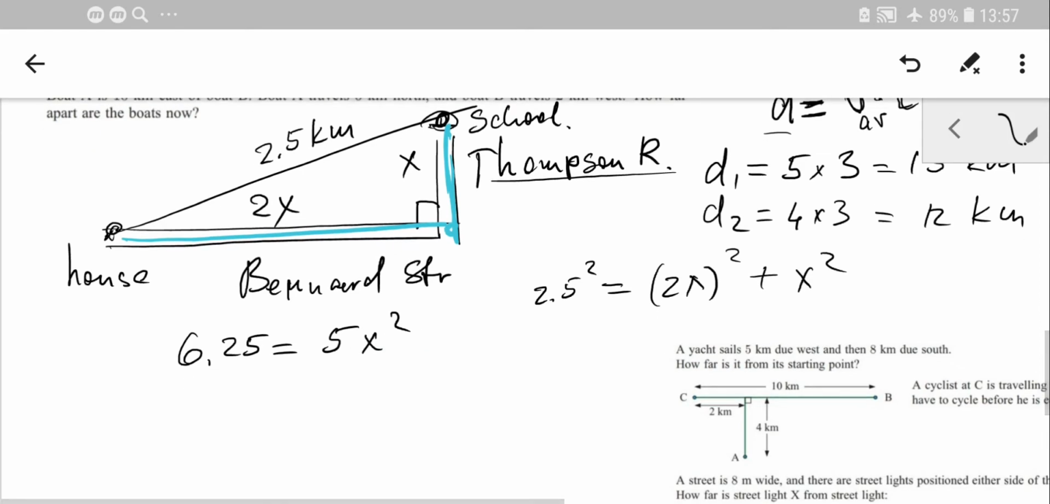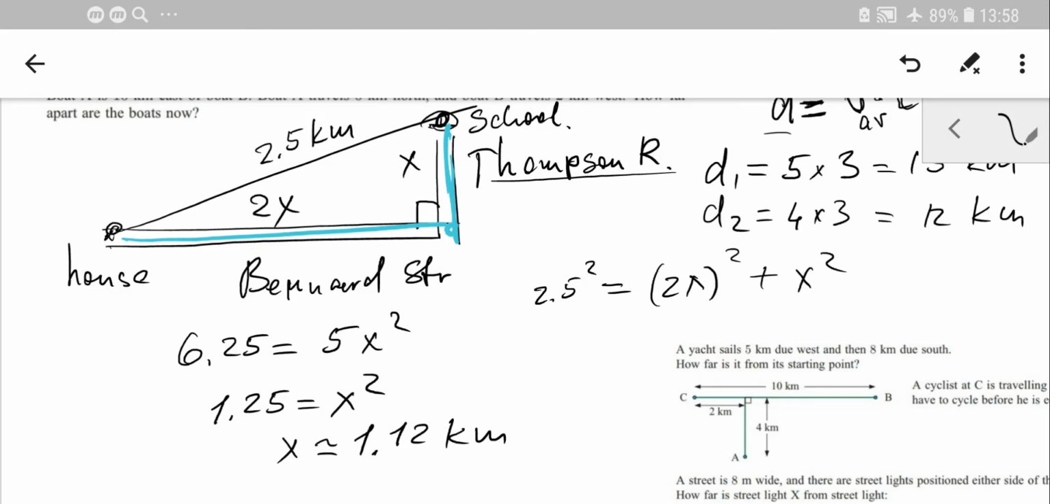Then we divide by 5, which gives 1.25. This is x squared, and now we're taking the square root of the whole thing, square root of 1.25. So we'll get around 1.12 km.